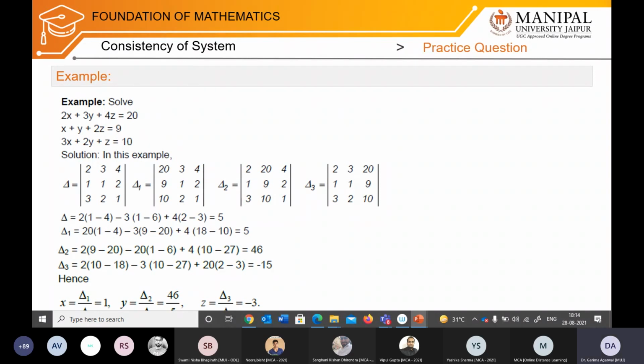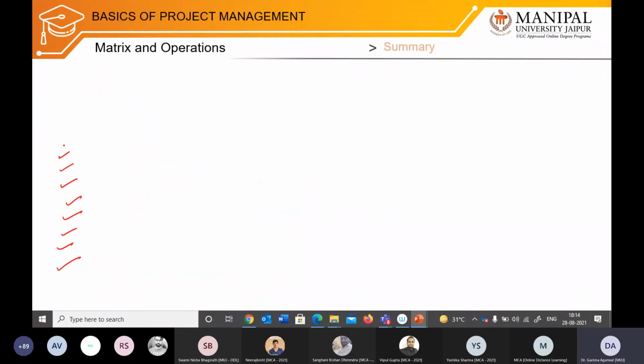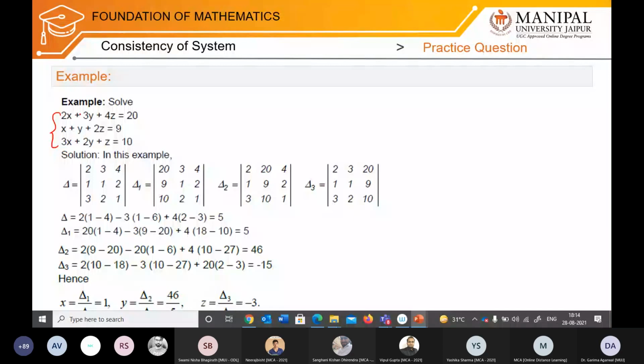Here we have one example. This is the linear equation. Delta is the coefficient matrix, that is 2, 1, 3, 3, 1, 2, 4, 2, 1. Right. Then del 1. Instead of using the coefficients of x, we use the values of b, that is 29 and 10. Here b and here b, right?